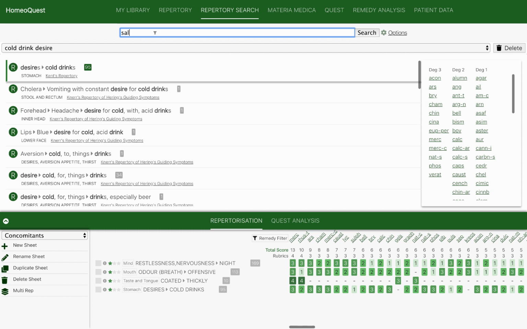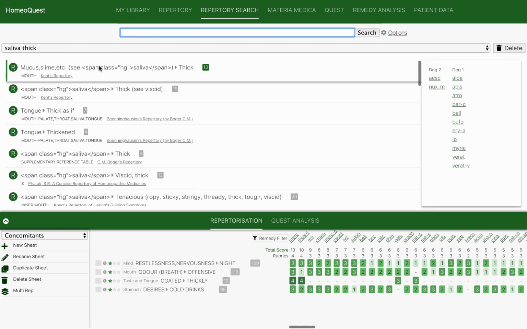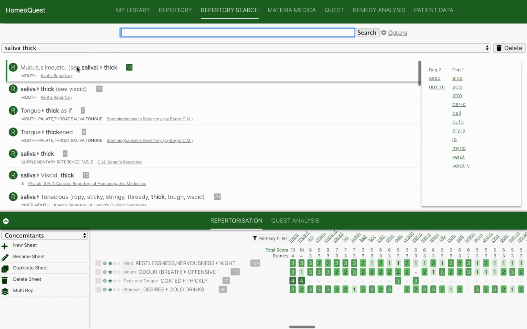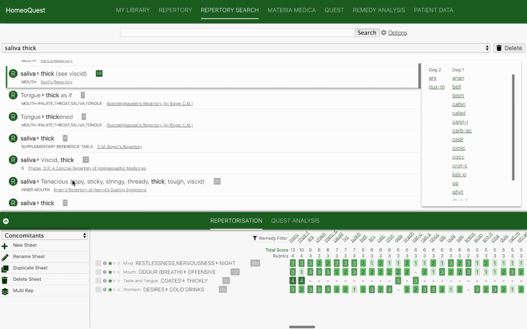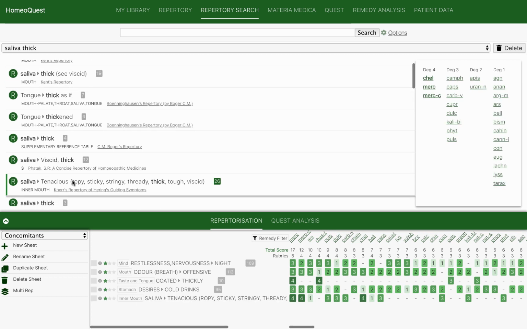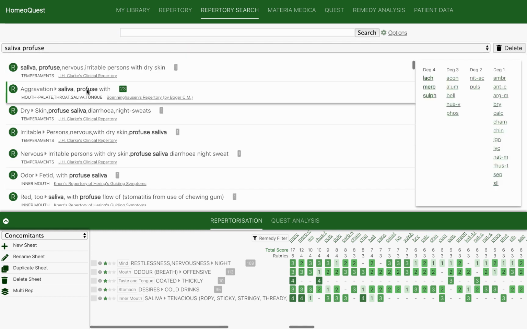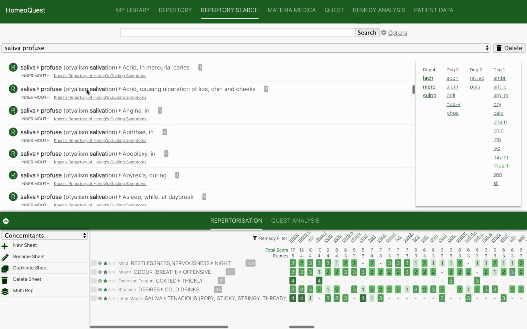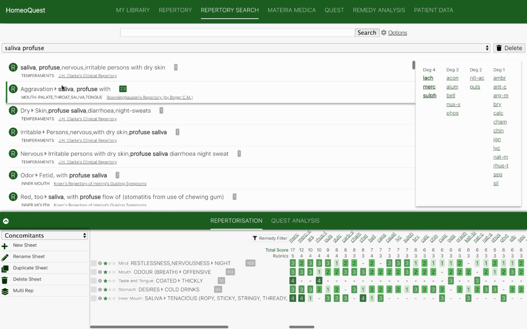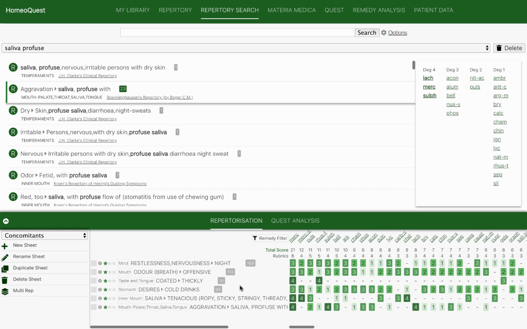What else? Saliva thick. Nair has a big one. 26. Let's take this. And what else? Saliva profuse. Boenninghausen has a good one. 23. Unless somebody else has a big one. No, they're all tiny. Let's take this. Okay, great. So we have 4 different totalities.